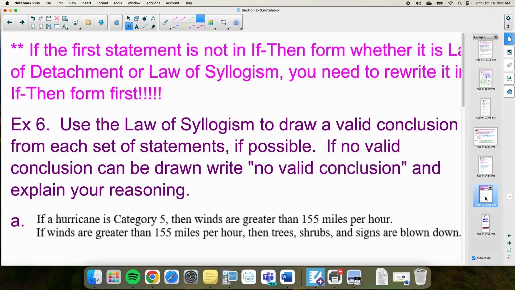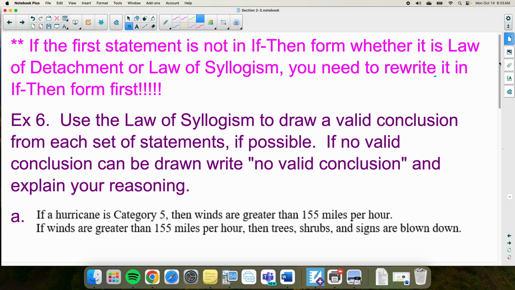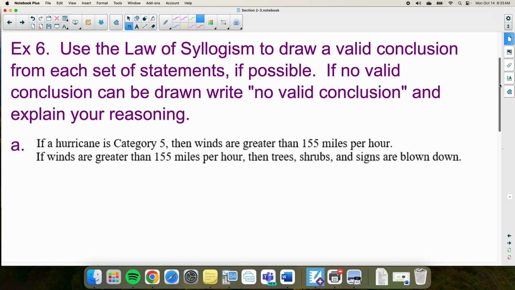Now, let's go to this page right here. And we're going to use Law of Syllogism to draw a valid conclusion if possible. Now, this is something weird that your book does. If you can't draw a conclusion on this, they have you write no valid conclusion. And instead of that today, if it's not going to work, I want you to just write invalid whenever it's not going to work. So don't worry about, do I have to write invalid or no valid conclusion? Just always write invalid and don't worry about explaining your reasoning.